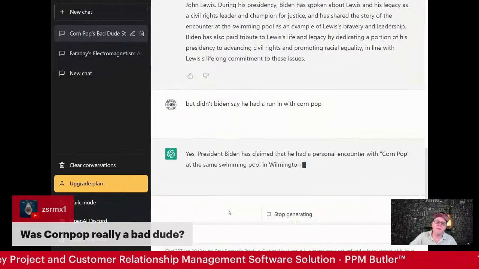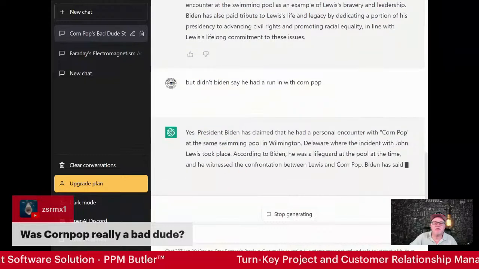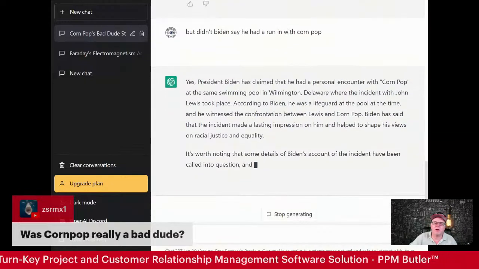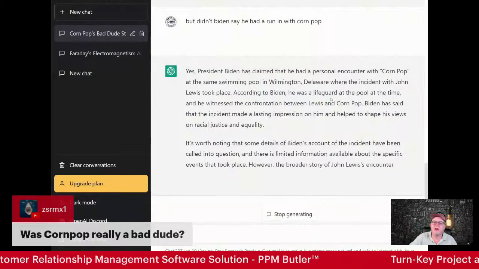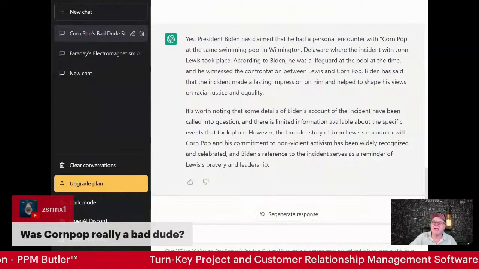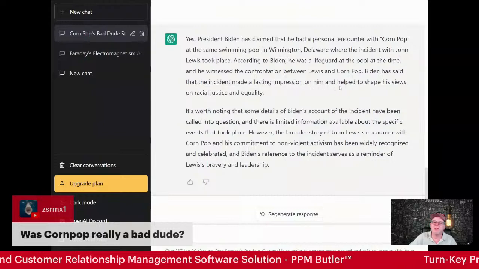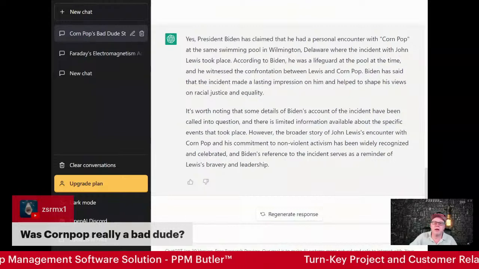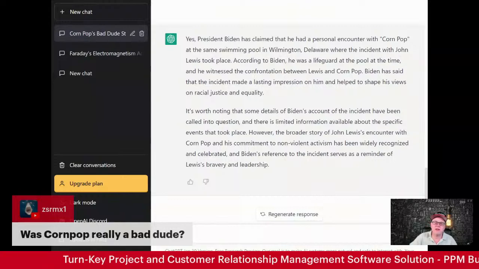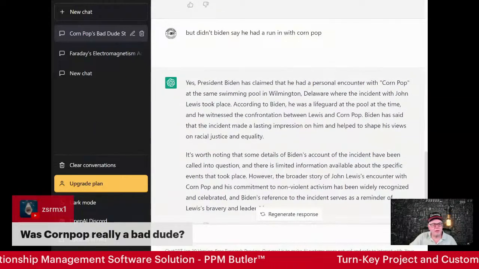Yes, President Biden has claimed that he had a personal encounter with Corn Pop at the same swimming pool in Wilmington, Delaware, where the incident with John Lewis took place. According to Biden, he was a lifeguard at the pool at the time, and he witnessed the confrontation between Lewis and Corn Pop. Biden has said that the incident made a lasting impression on him and helped shape his views on racial justice and equality. And it's worth noting that some of Biden's accounts of the incident have been called into question, no doubt. And at the end of the day, that's not the only thing that's been called into question.